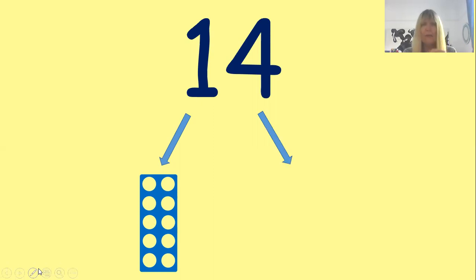Can you remember what colour Numicon tile is 4? Because we haven't seen it for a while. Let's have a look. Pale blue. There we have it. 14, Numicon style.